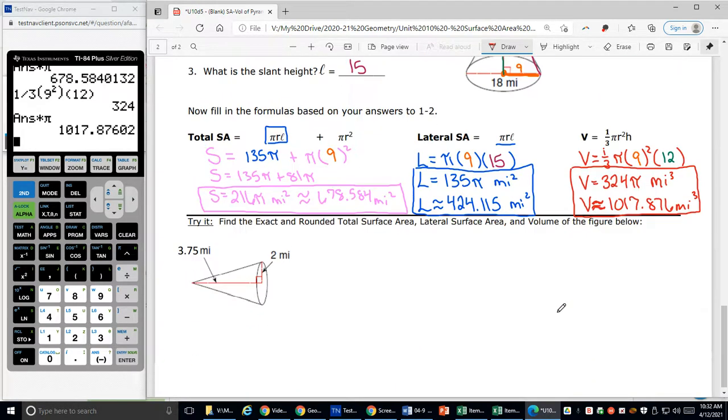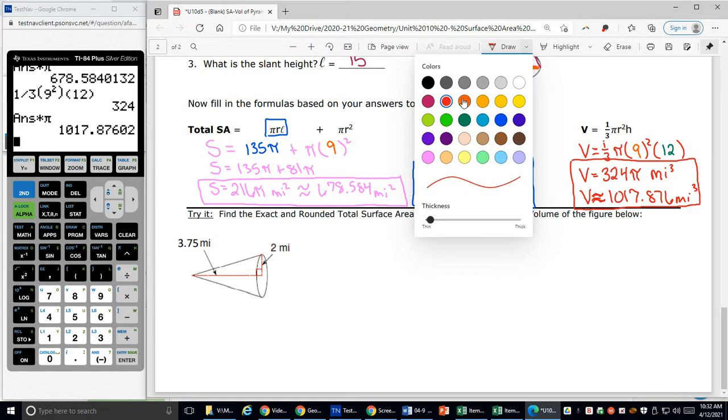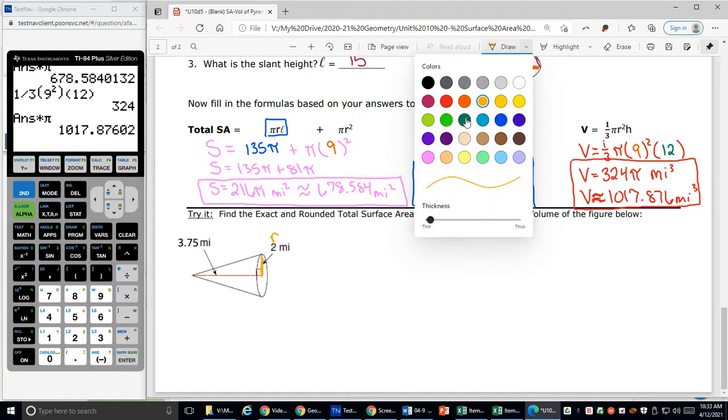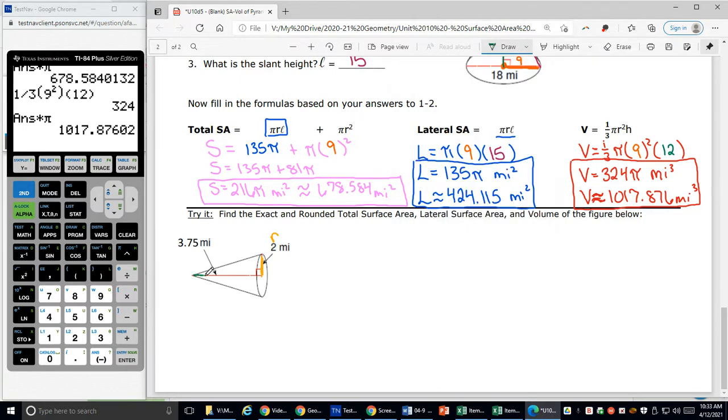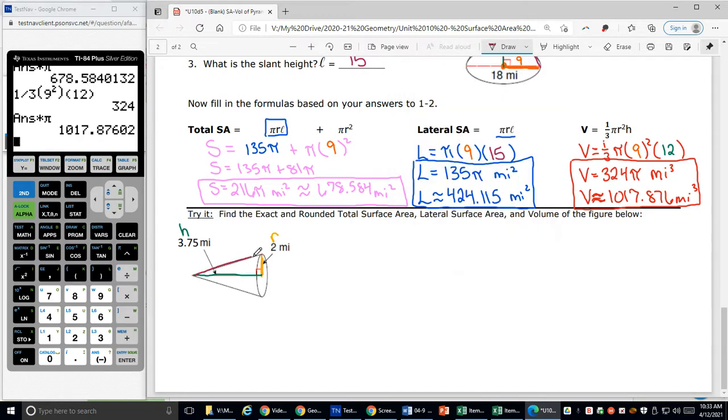Okay, let's do one more. Okay, so remember the things that I need to know. I need to know my radius, which I do. My radius here is 2. I need to know the height. My height is 3.75. And I need to know my slant height. They didn't give me my slant height in this one, but I can find it.